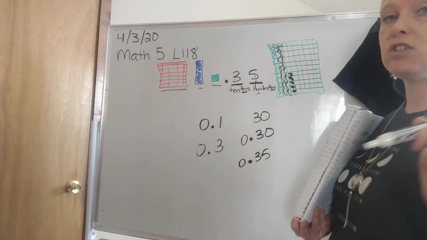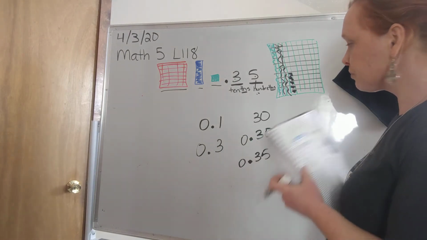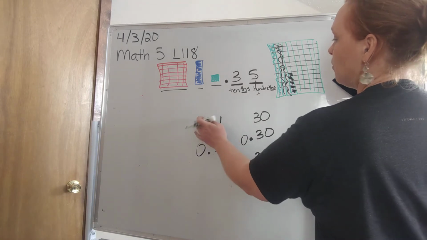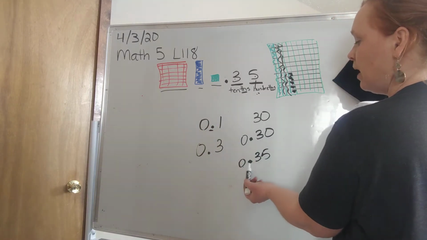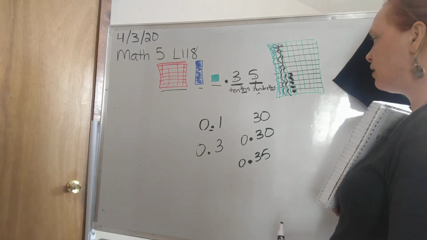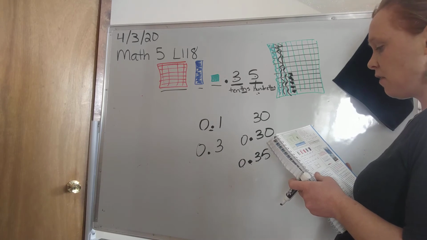Now this is exciting because you finally get to use the word "and," right? If we had whole numbers, we would call this one "and." So we could say 0 and 35 hundredths. Okay? But what if I went a step farther?